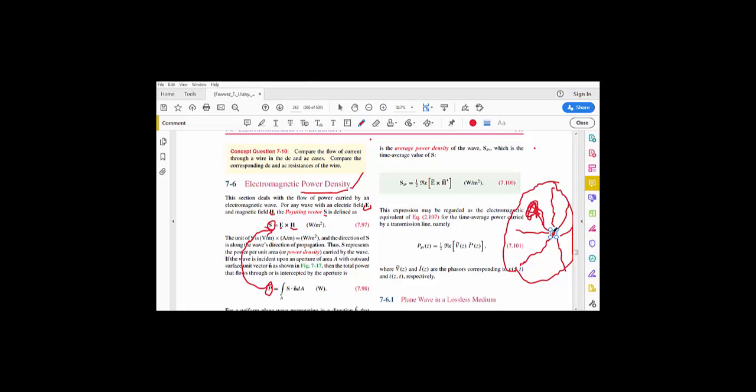Isotropic means that the propagation is equal in all directions. That means this transmitter radiates electromagnetic wave with equal energy or power in all directions. So we could integrate the power density over the area of the space surrounding the radiator, and then find how much total power is radiated.